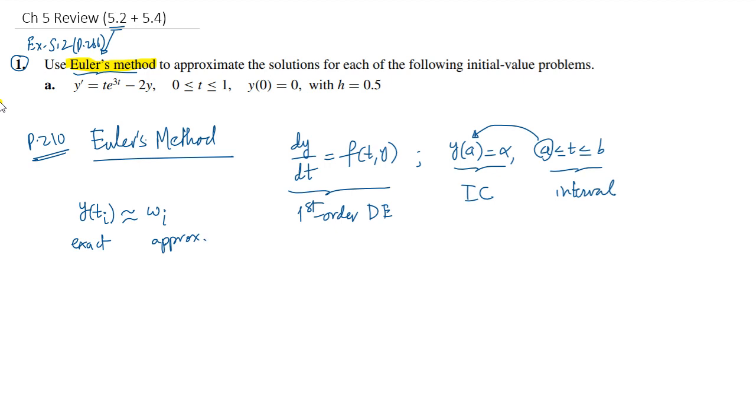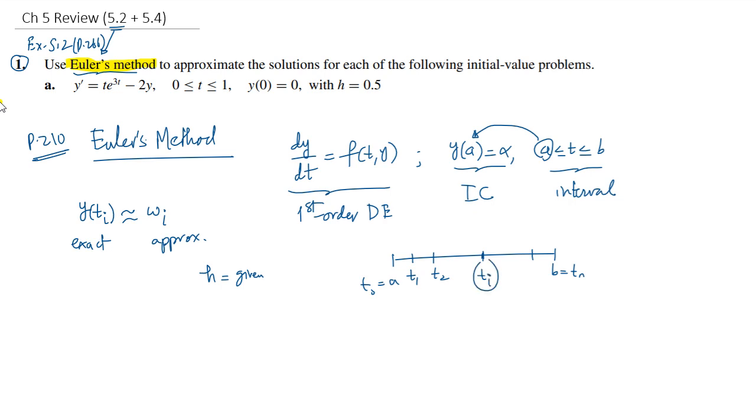Okay, approximation w_i. So basically what we do, we go from a to b, right? So we first see what h is given. Whatever h is given, it's given, right? So what we do, we start with a plus h. So this will be your t1, t2, t3, and so on up to t_n. Okay, so b will be t_n, a will be t naught, the first one. So somewhere here it's t_i, the general t_i, right?